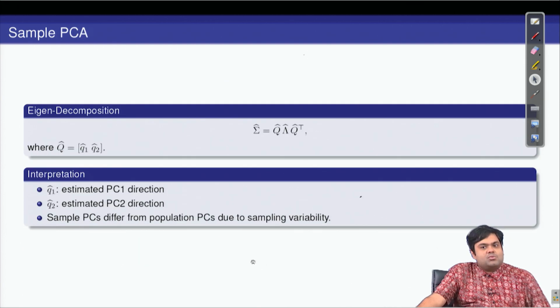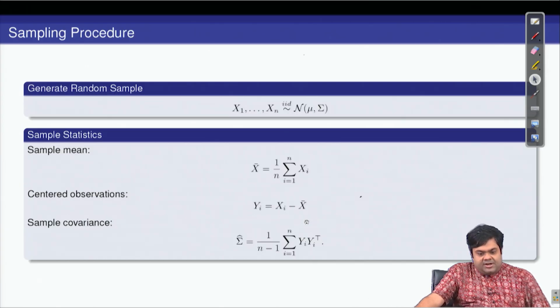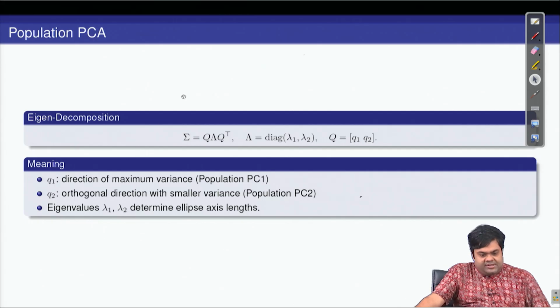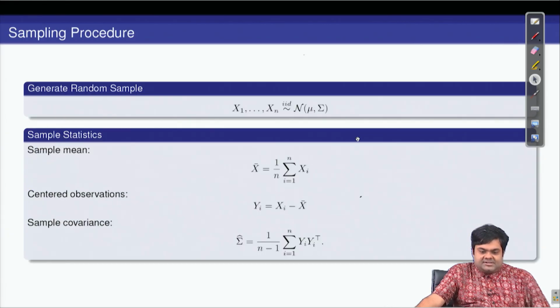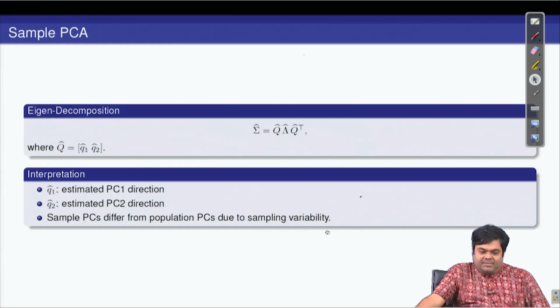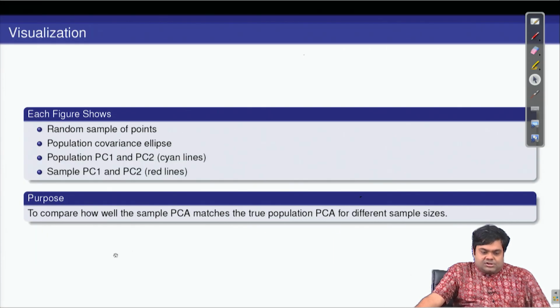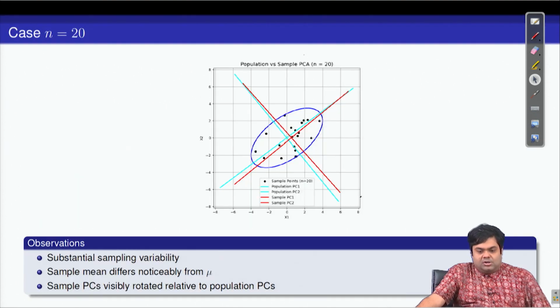Diagonalization will lead you to eigen decomposition both in the sample PCA scenario as well as the population PCA scenario. In case of population PCA, you have to diagonalize the population variance covariance matrix, meaning this matrix. In case of sample PCA, you have to actually calculate this based on the sample and diagonalize that matrix. So, we will plot both population PCAs and sample PCAs on the same curve and see how it goes. So, here is what is happening.